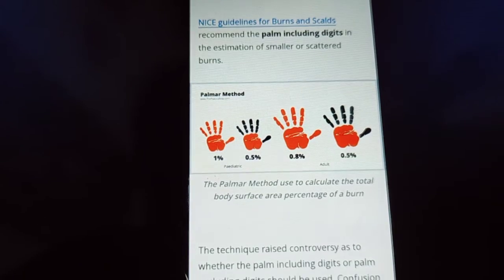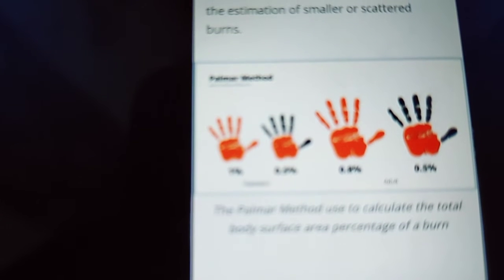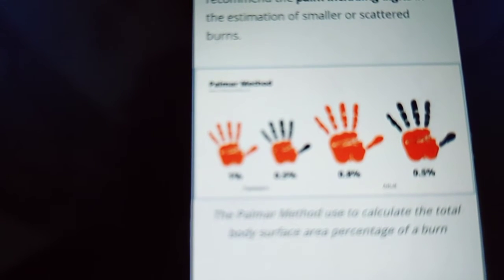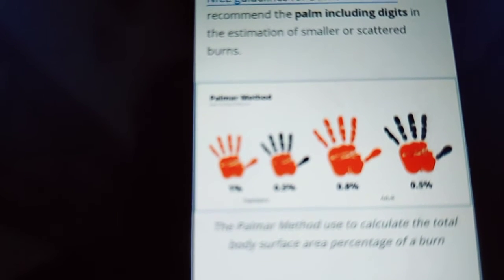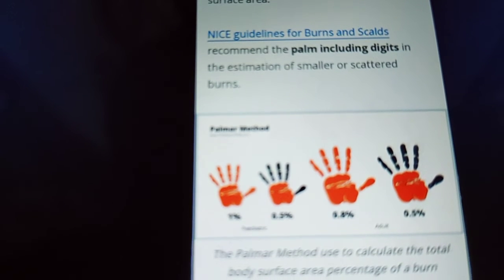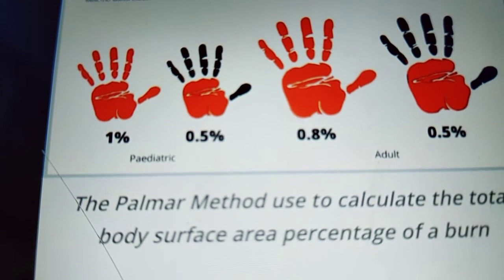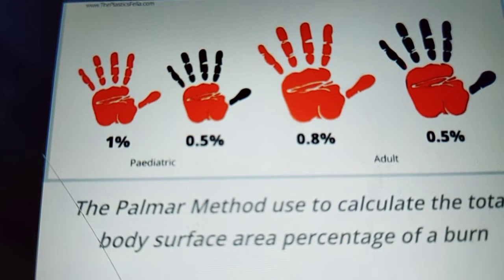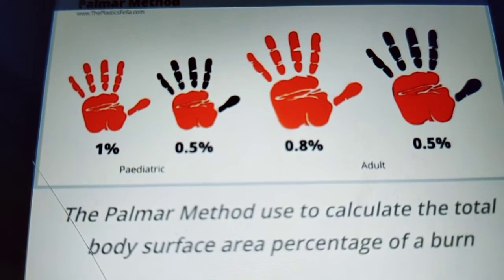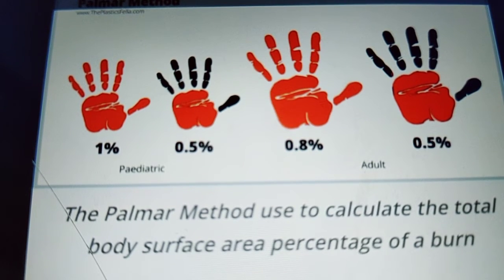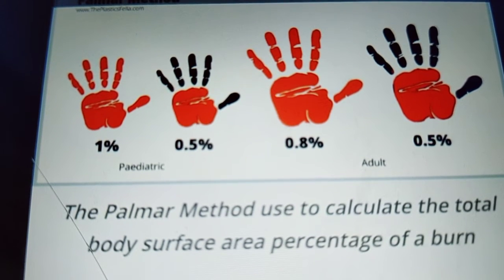See, this is how. The patient's palm, not our palm, is considered as 1% of the patient's body surface area. You can see the percentage here. For pediatrics, if it's the complete palm including the fingers, it is 1%, excluding the fingers it is 0.5%, whereas for adults, including the fingers, it is 0.8%, and excluding fingers it is 0.5%. So this is how, using the Palmer method or rule of palm, the body surface area is calculated.